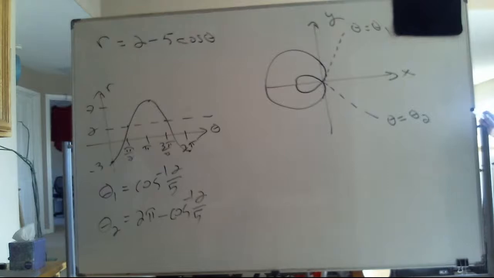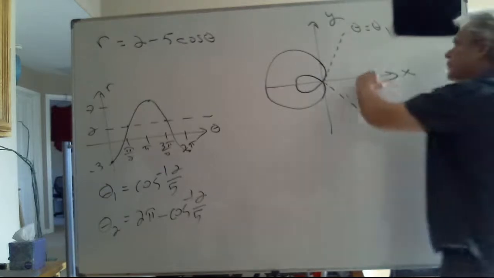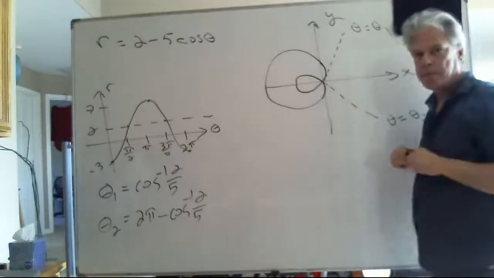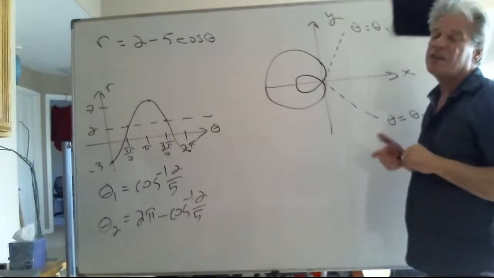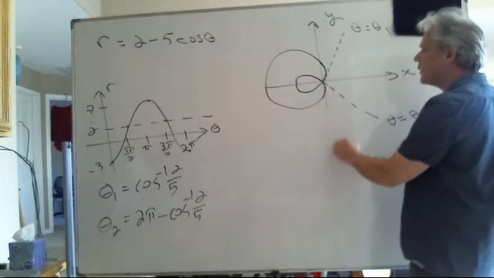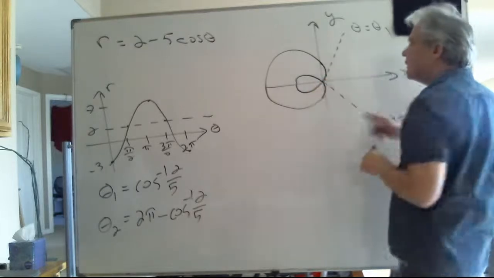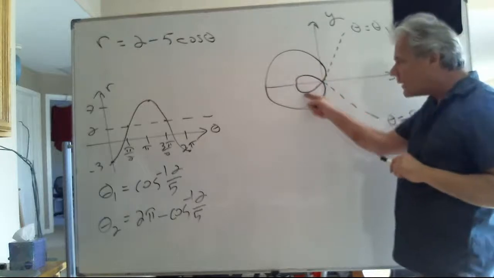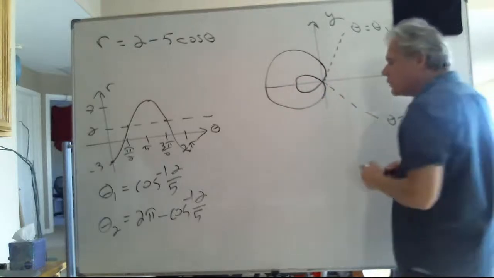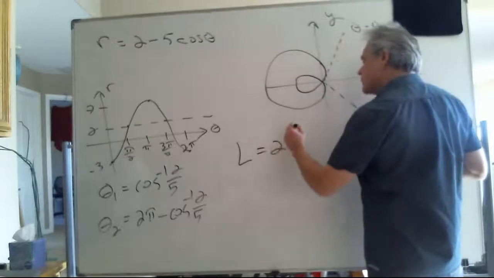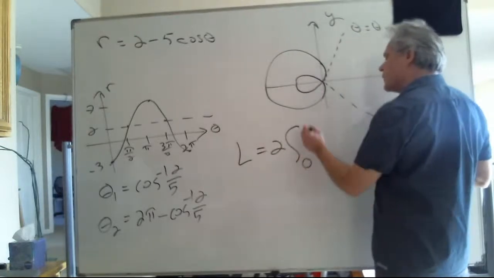So it looks to me like the inner loop is generated rotating from 0 to theta sub 1, and then also rotating from theta sub 2 up to 2 pi. And I don't want to do it, so I'm going to cheat. I'm going to go ahead and just compute the arc length that I generate when I rotate theta from 0 to theta sub 1 and double the result. That'll give me the full length of the inner loop. So at least in just setting up an integral, the arc length will be 2 times the integral from 0 to theta sub 1.